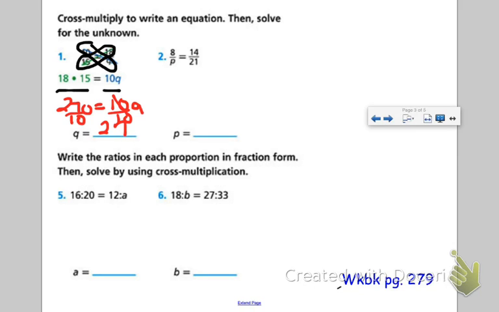Take a look at number 2. This one has some different numbers. Here we have P times 14. Here we have 8 times 21.